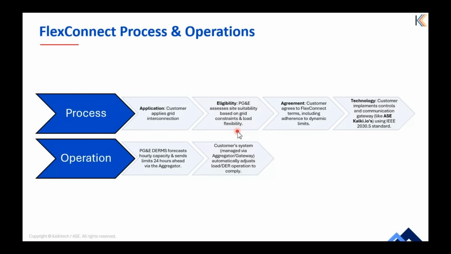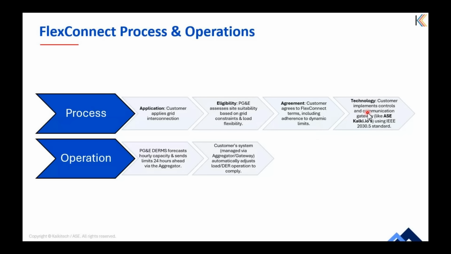They look at the existing grid constraints in that location and verify that the customer's load is indeed flexible and controllable, as required by the program. Following a positive assessment, you move to the agreement phase, where the customer formally agrees to the terms of the FlexConnect program, crucially committing to adhere to the dynamic operating limits that PG&E will provide.